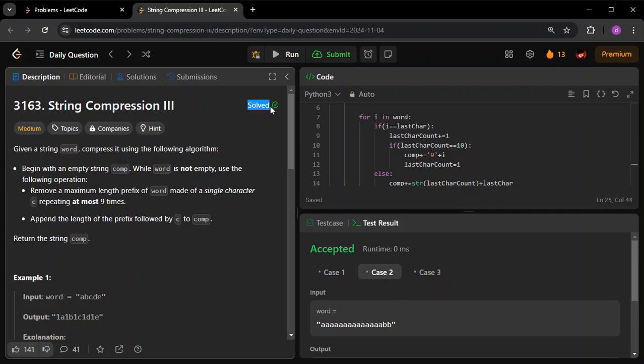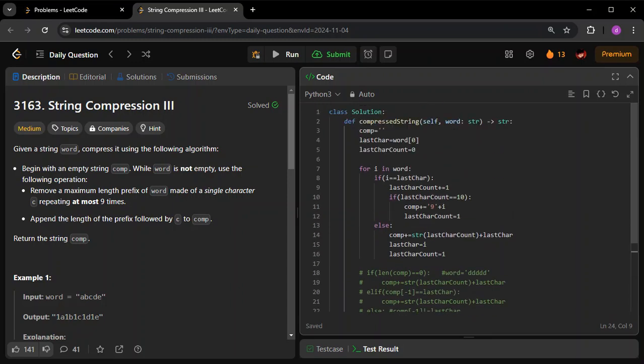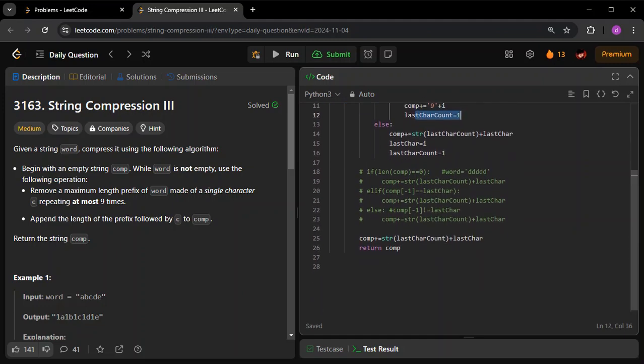So yeah, that was all, friends, about this question. And I guess it's beating around 95% of the submissions. So this was the only tricky part here: whenever the count is exceeding 9, you make sure that you make an entry, and then after making the entry, whatever the remaining count was, you proceed with that for the rest of the characters remaining in the word. That is the most important part here.